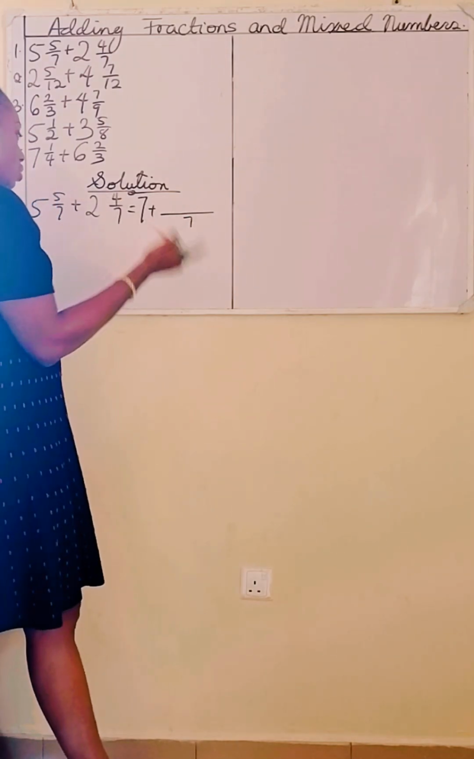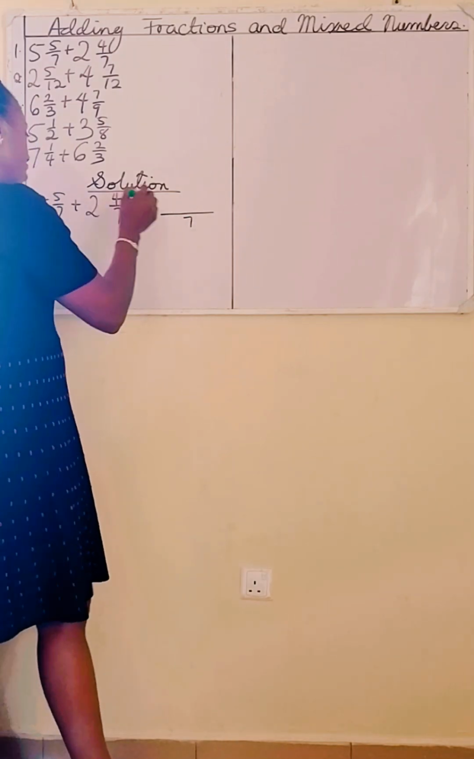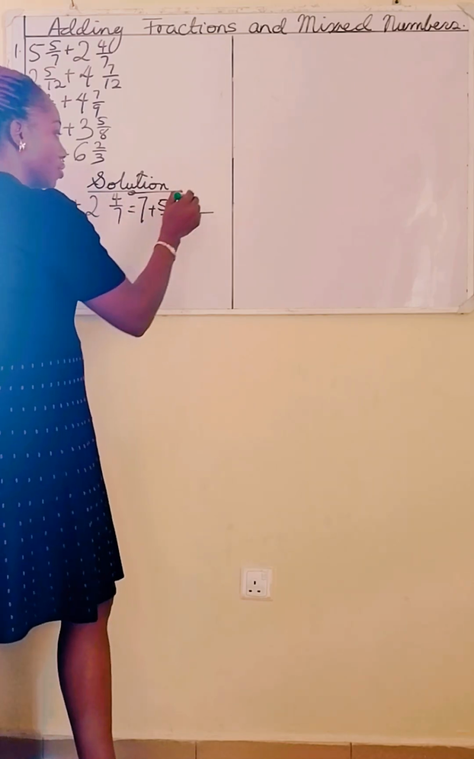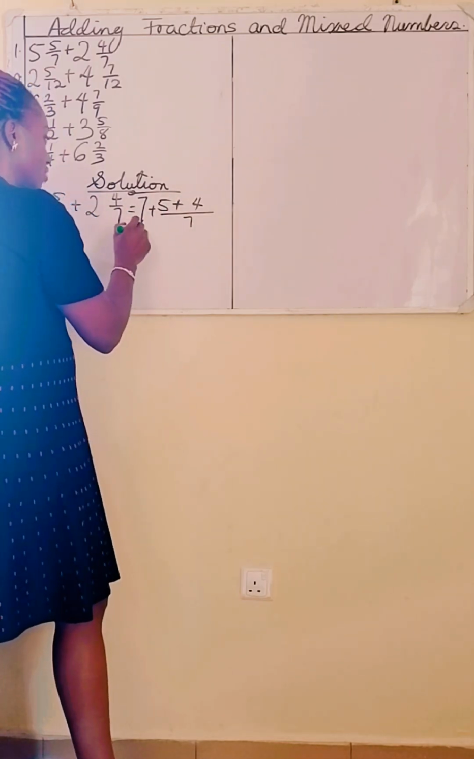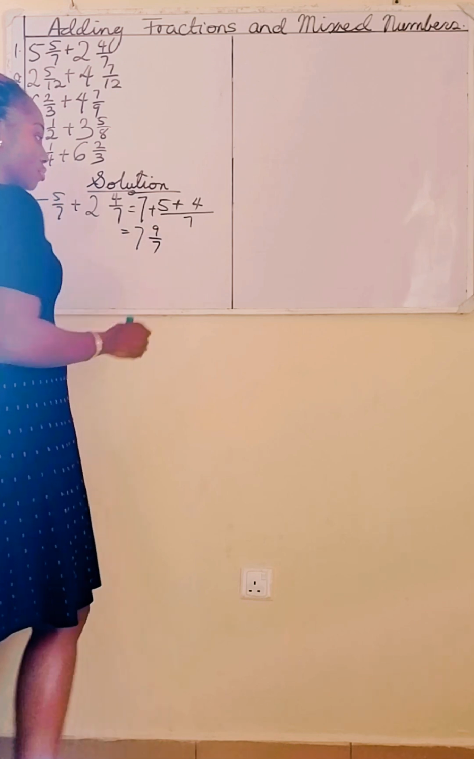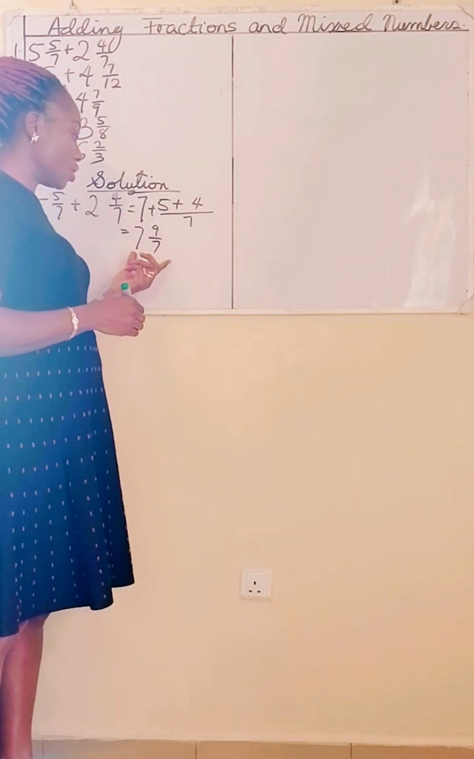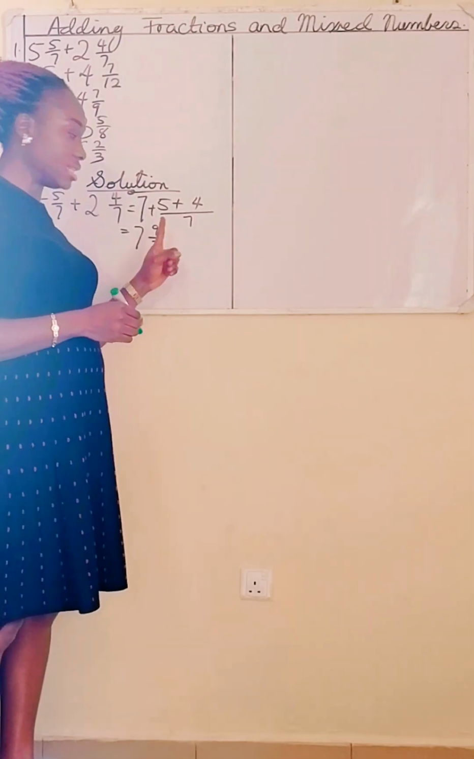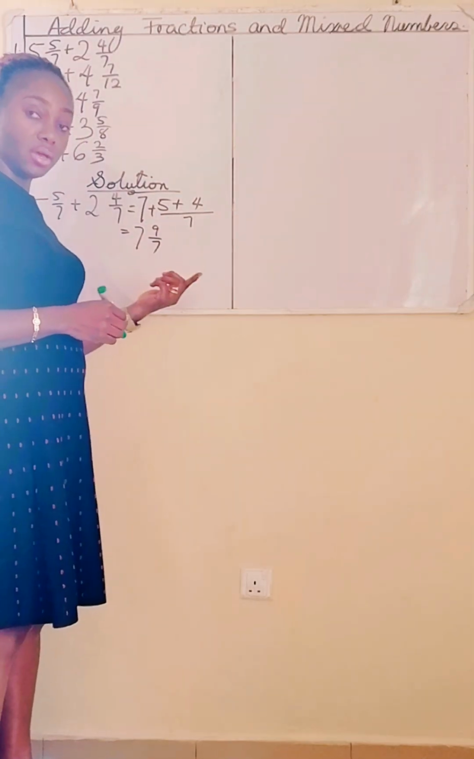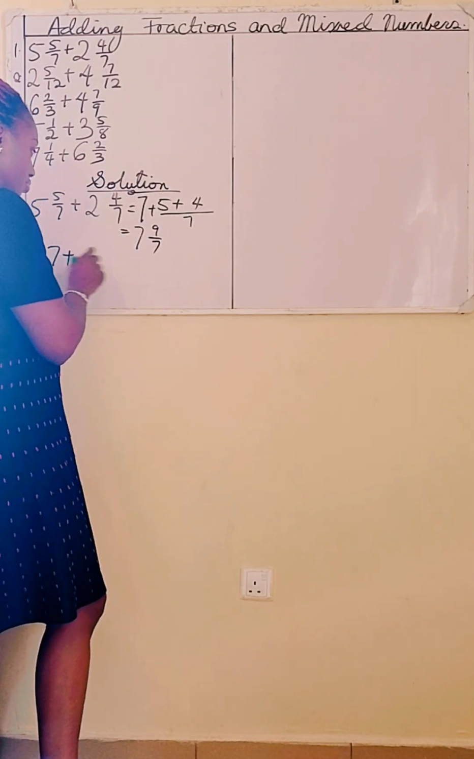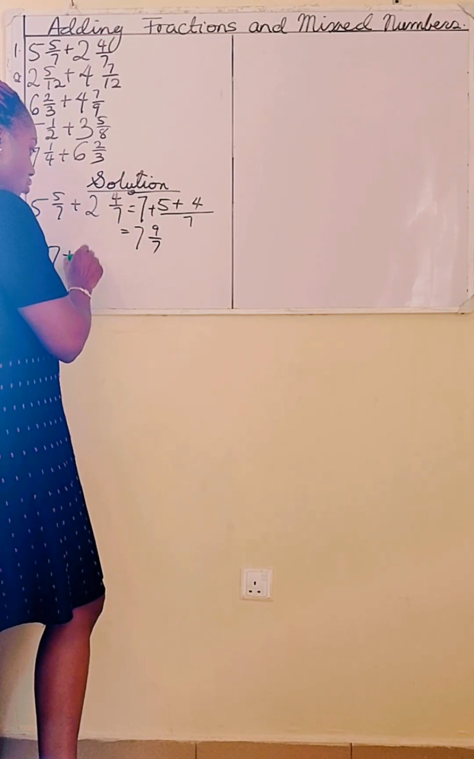Then 7 as the LCM. 7 divided by 7 is what? 1 times 5 is 5. Plus 7 divided by 7 is 1 times 4 is 4. So we have 7 wholes 9/7. But it doesn't end here. Do you know why? Because the numerator here is greater than the denominator. So we have to divide it.